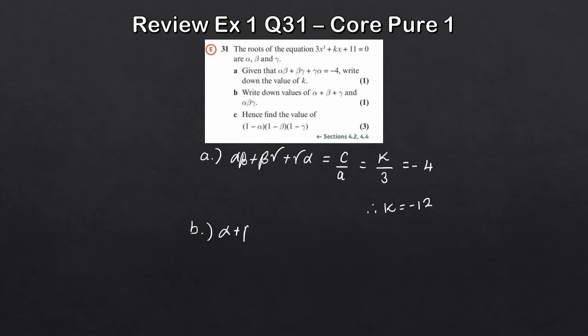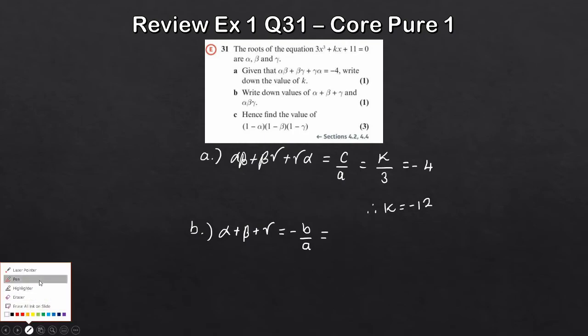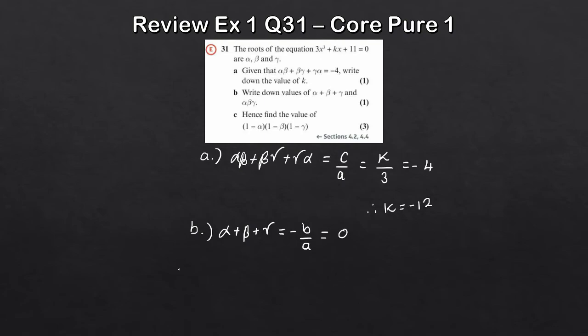Alpha plus beta plus gamma. So you'll have to forgive my terrible gamma signs. I'm not good at writing them. That's going to be equal to minus b over a. Okay, minus b over a. Well, we have no b, right? The coefficient of x squared is 0. So this is 0 over 3. In other words, just 0. I'm not sure where my pen's gone. So 0. Okay. So nice and easy.